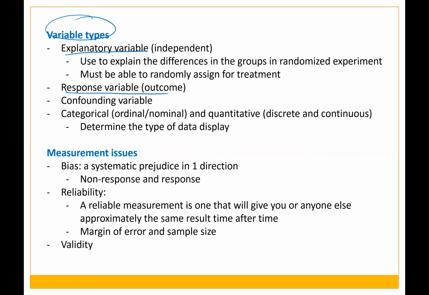So the explanatory variable is used to explain the difference in the groups in a randomized experiment. It must be randomly assigned as well, just to reduce bias and improve reliability, and it's also the core principle of experimental study.